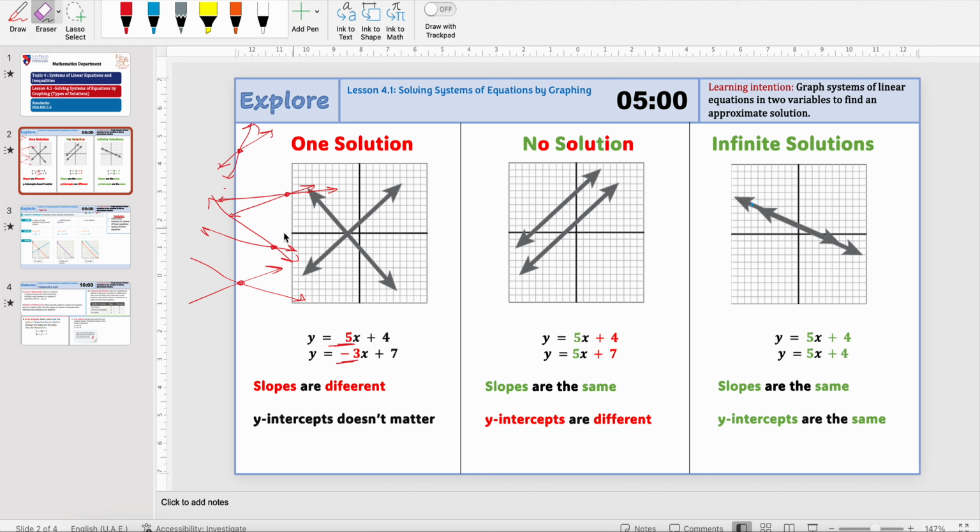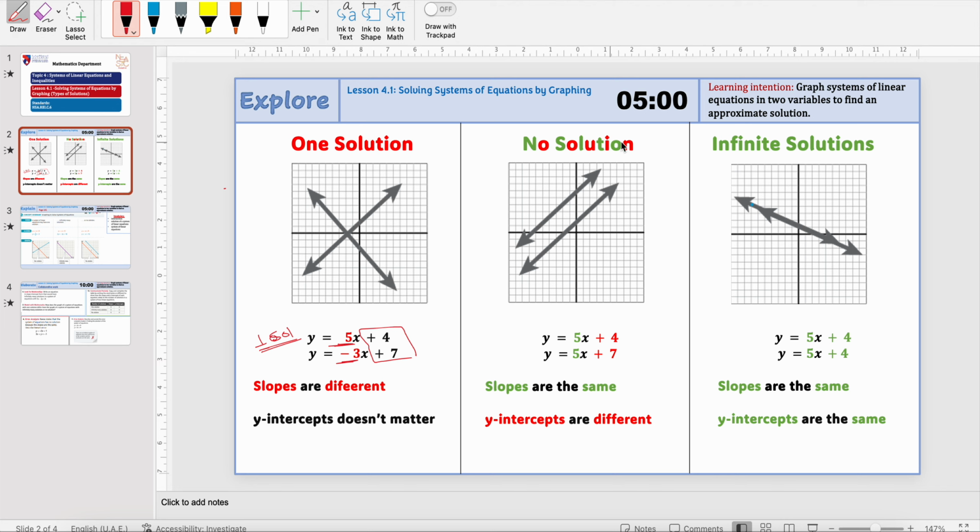Anyways, the whole idea is that the slopes must be different, whether it's a positive slope, a negative slope, or different numbers. And the y-intercept, we don't really care about it. It can be different or the same, I don't care. Once the slope is different, then it's one solution. Okay? So this is how we know the type of solution just by looking at the equations. And what I'm discussing today is only in slope-intercept form, because it's easy to see that.